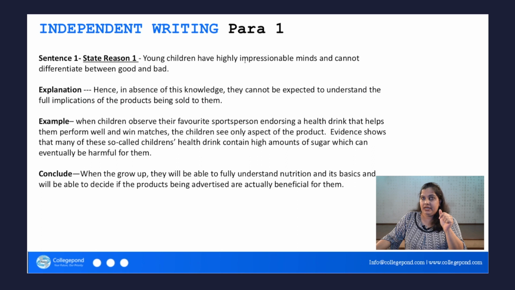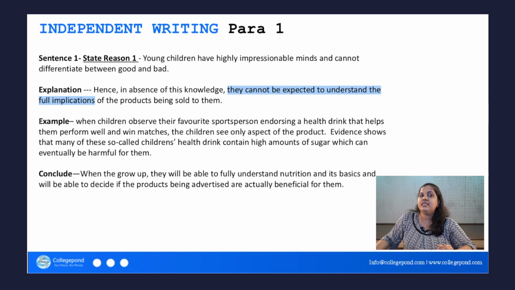They have impressionable minds. They cannot differentiate between good and bad. So this point can naturally follow from this reason. You cannot expect these kids to understand the full implications of what is being sold to them. They will never understand whether it is good or bad for them. So this explanation is actually a paraphrase of the reason, saying things in other words to elaborate and simplify the whole thing.